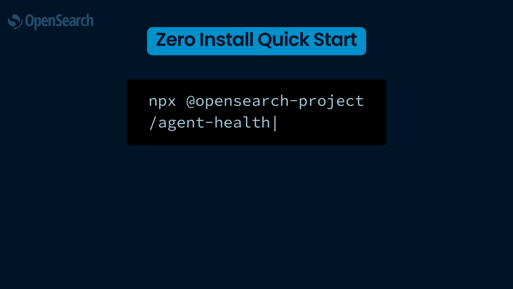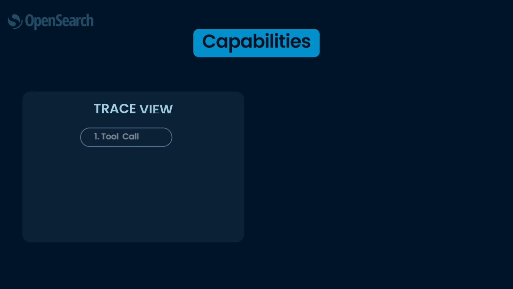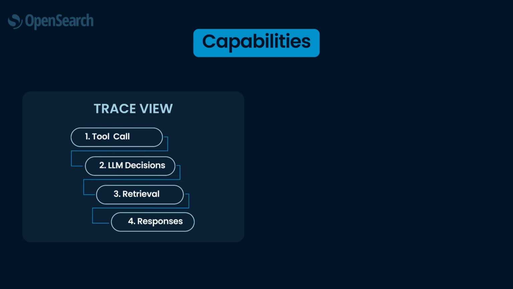In under a minute, you have a full observability and evaluation UI running locally for your dev environment with a demo travel planner agent already wired up so you can see it working before you touch your own code. On the observability side, you get OpenTelemetry-native tracing, timeline and flow views that show every tool call, every decision, every dollar spent. Standard OTel, no proprietary format, no login.